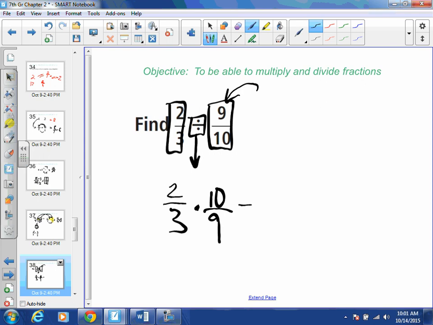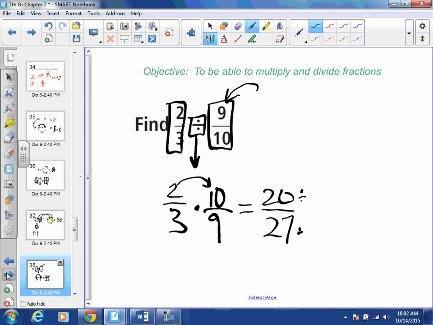And this fraction did come after a division sign, so I'm going to flip that. I'm going to find its reciprocal, which is just 1/9. All right, so now I just follow my multiplication rules. It's beautiful. I love multiplying fractions because it's so simple. 2 times 10 is 20. 3 times 9 is 27.